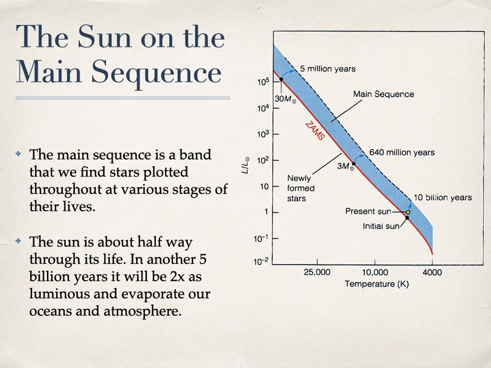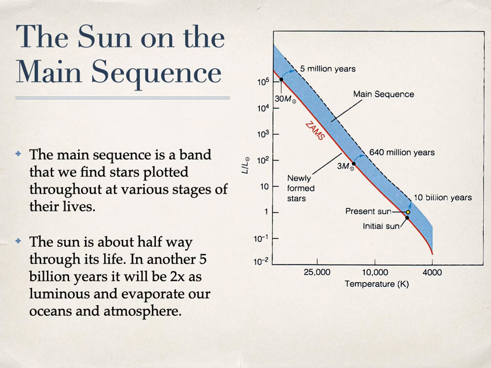Its lifetime is going to be about 10 billion years on the main sequence. So we're about halfway through. So how much longer do we have on the main sequence? We have about 5 billion-ish years. About 5 billion years till we move off the main sequence. In 5 billion years from now, the sun's going to be 2 times as luminous as it currently is. That's considerably more radiation coming off of our sun for us.